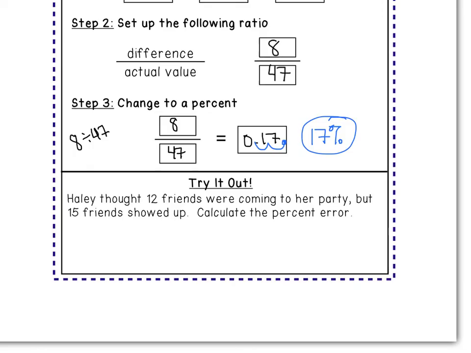I want you to try it out. You must show your work on this. Give it your best shot. Mrs. Carmichael and I will be around to check this as part of your completion grade. If you don't have this part done, you're going to miss out on your points. That's it. Hope you learned a little bit about percent change and percent error. We'll practice the next time we're in class together.